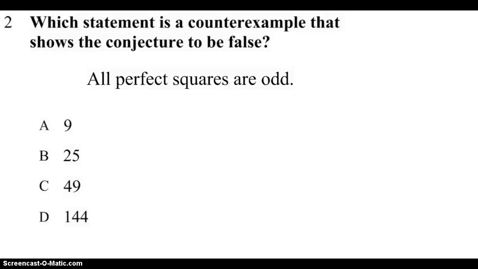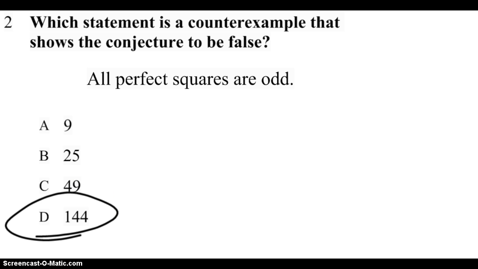Take a second, pause the video. So out of these numbers, 9, 25, 49, and 144, they are all perfect squares. But 9, 25, 49 are definitely all odd. The only one that's not odd is 144. So this would be a counterexample. Okay? So that's two examples from section 2.1.